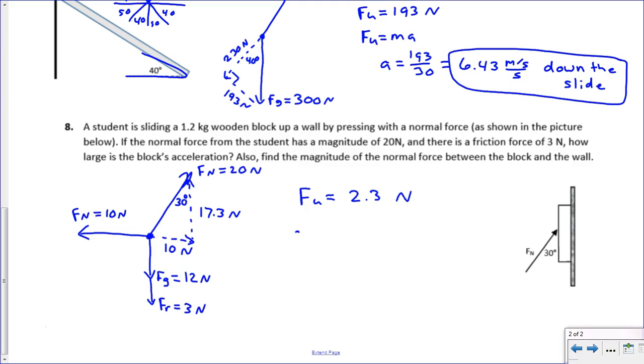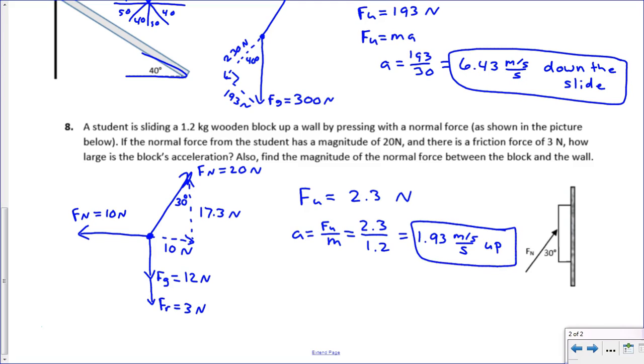Next, we need to calculate the acceleration, which is equal to Fu over m, which equals 2.3 over 1.2. And if you calculate that, you should get 1.93 meters per second squared. And the direction here is up, or upward.